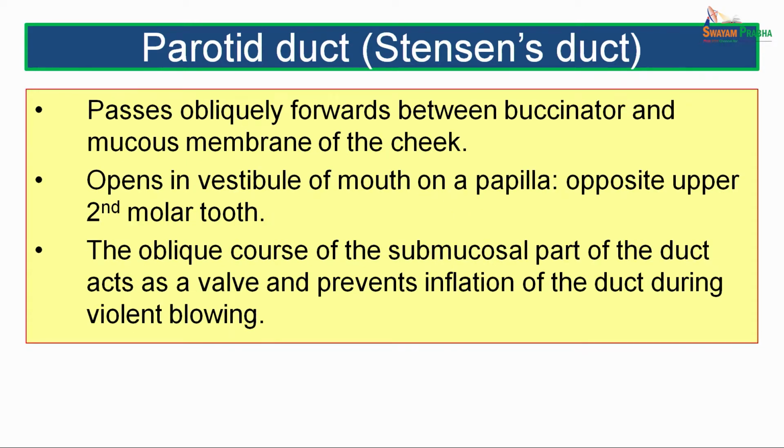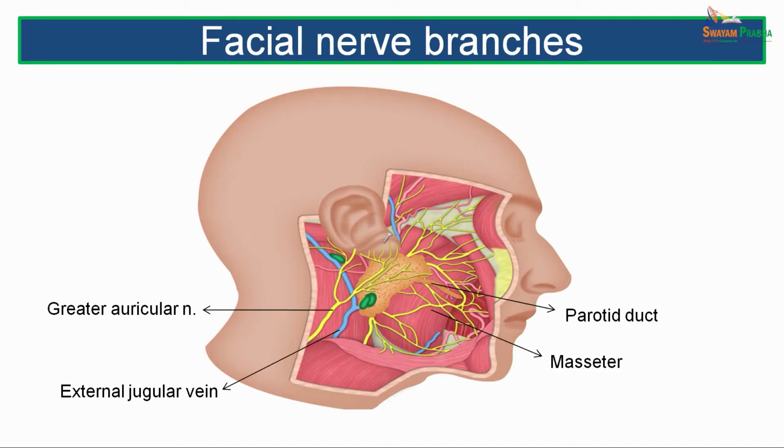Later, it passes obliquely forwards between the buccinator muscle and the mucous membrane of the cheek. It ultimately opens in the vestibule of the mouth on a papilla opposite the upper second molar tooth. The oblique course of the submucosal part of the duct acts as a valve and prevents inflation of the duct during violent blowing. This picture shows us the gland and the parotid duct.